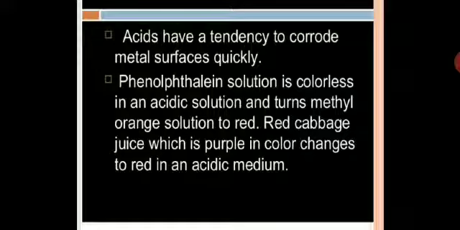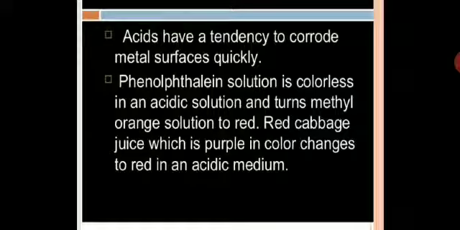Phenolphthalein solution is colorless. Phenolphthalein is synthetic, man-made, prepared in the lab, and is an indicator. It's colorless in acidic solution because it will not give any color. It will remain colorless and turns methyl orange solution to red.